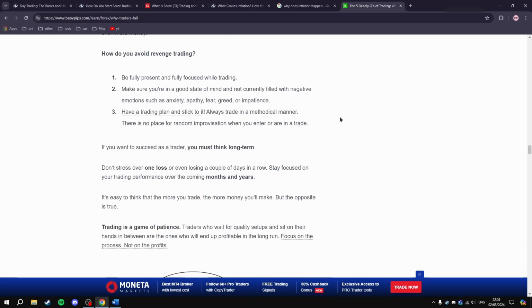Be fully present and fully focused while trading. Make sure you're in a good state of mind and not currently filled with negative emotions such as anxiety, apathy, fear, greed, or impatience. Have a trading plan and stick to it. Always trade in a methodical manner. There's no place for random improvisation when you enter or are in the trade.